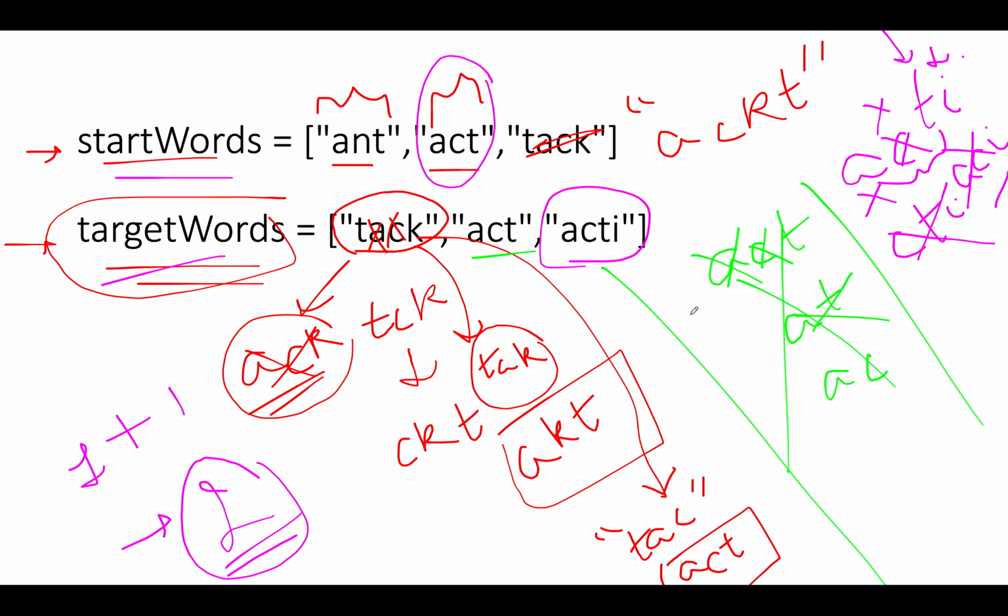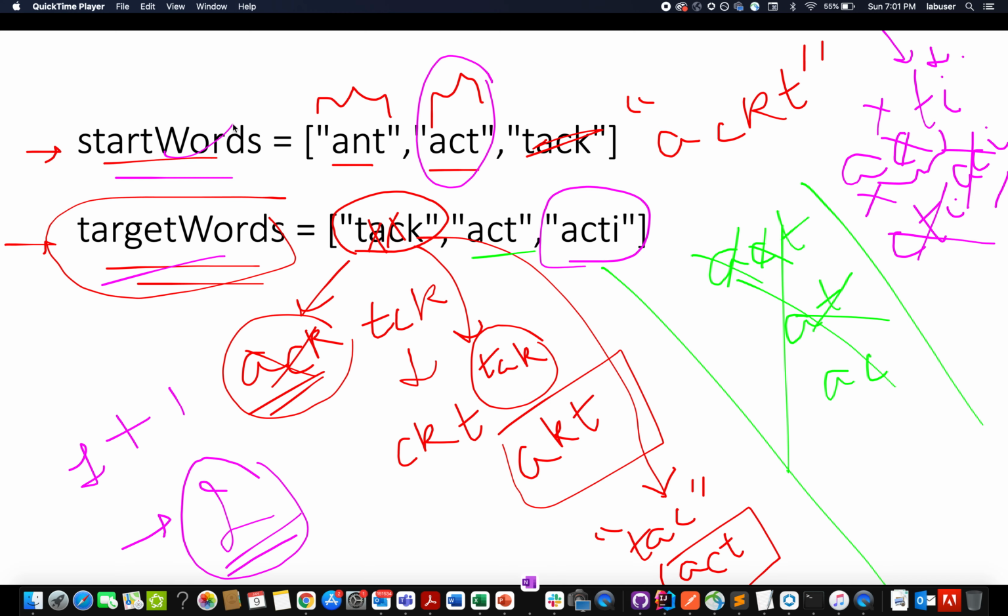Now let's quickly look at the coding section, and I'll talk about another interesting approach there where we are not using sorting. We will use bit masking in that approach, and it will avoid us from sorting the start words and the target words. So let's quickly have a look at it.